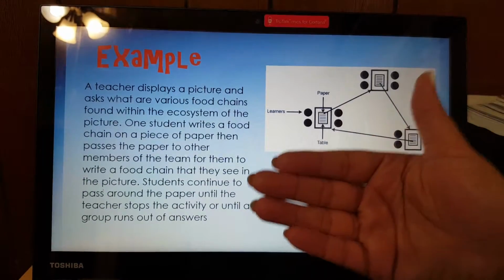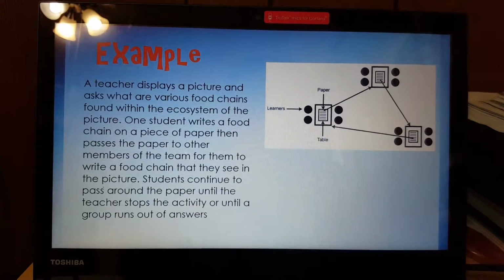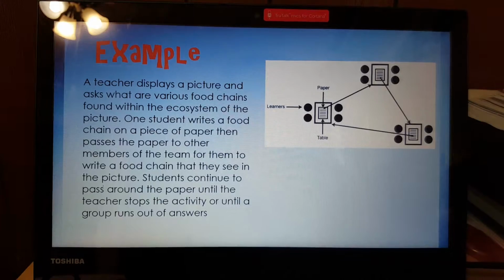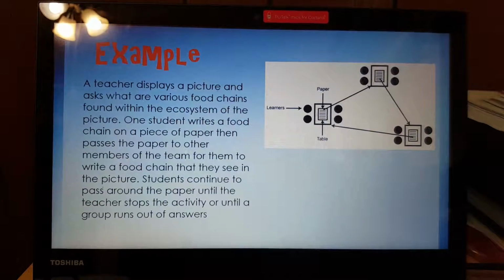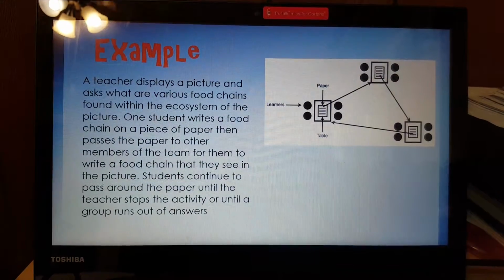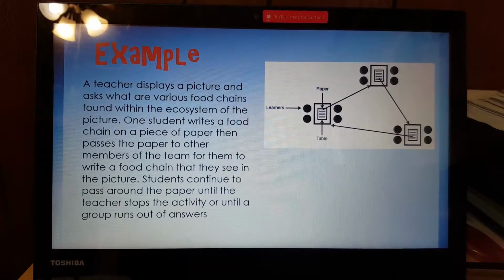It's a teacher displaying a picture and asking what are the various food chains found within the ecosystem of the picture. One student writes a food chain on the piece of paper and then passes the paper to the other members of the team. Students continue to pass around the paper until the teacher stops the activity or until the group runs out of answers.